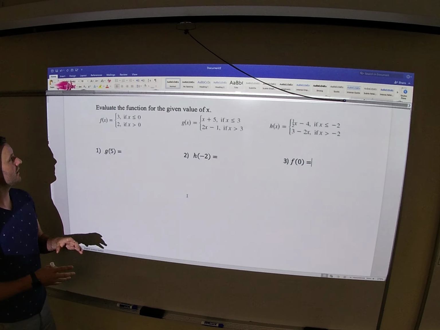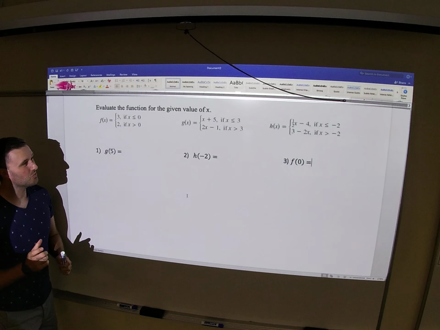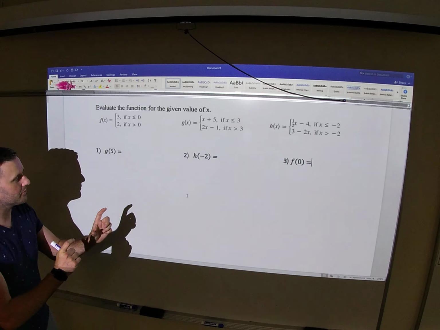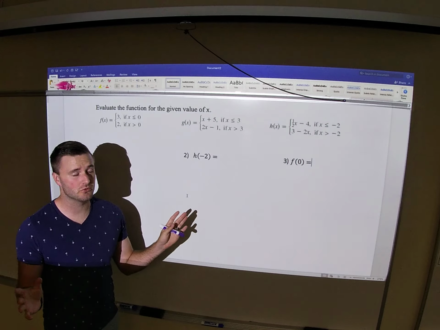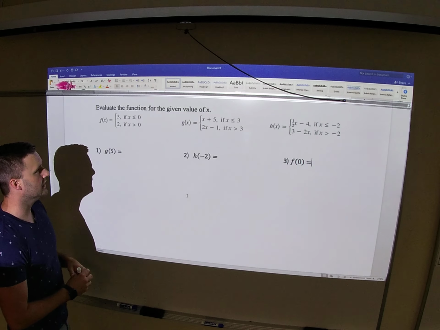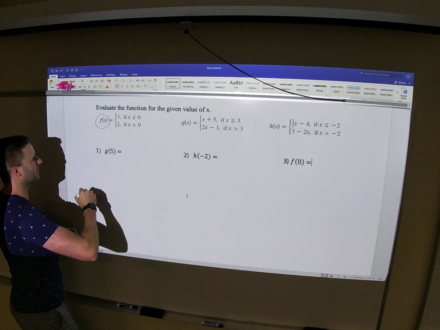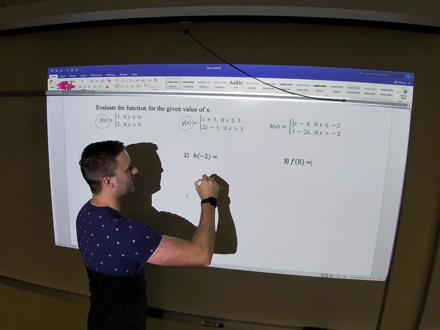Okay, today we're going to talk about evaluating piecewise functions. So piecewise functions, notice how we have two different pieces. Now you can have numerous pieces, 2, 3, 4, 5, doesn't really matter. But what I want you to notice first is that we have names here. We have f of x and g of x and h of x.